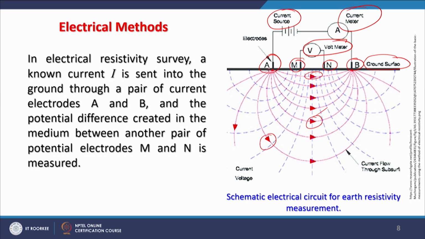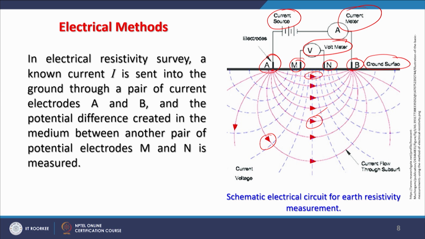Further, you would see if the distance is more between A and B, then the depth of these contours which are shown in the red color with arrows will go much deeper and deeper. However, the signals which will come in the M and N electrodes or this voltmeter would be very less. So, there is always an optimization: we should not put a distance between A and B of kilometers, but just a few meters, depending again on subsurface geological conditions.